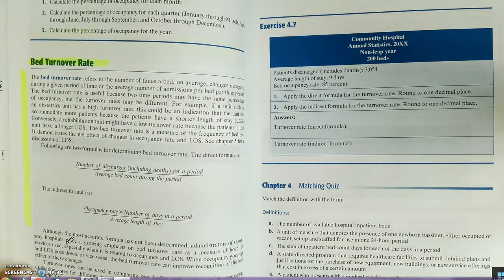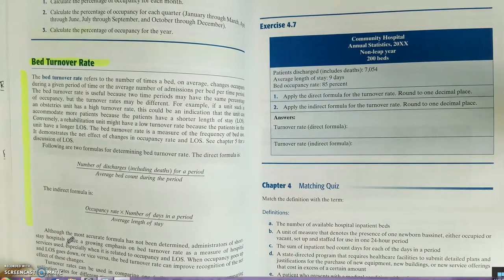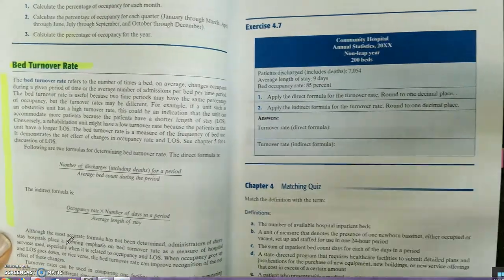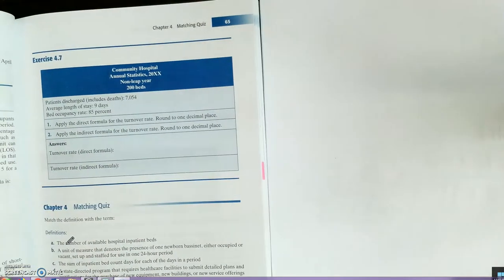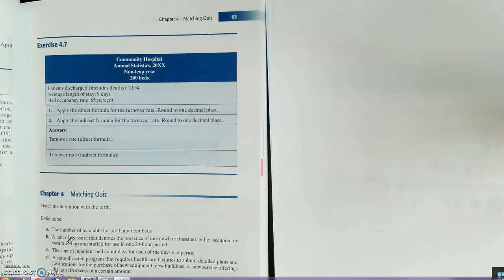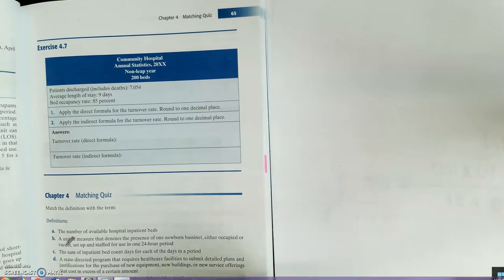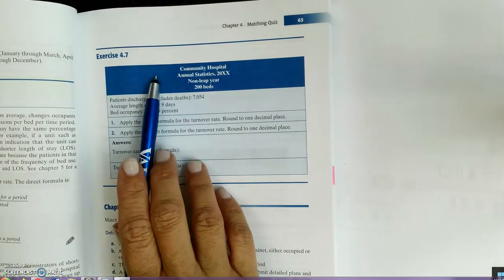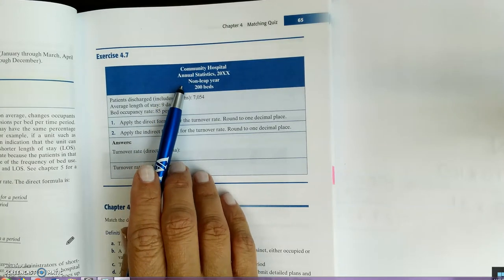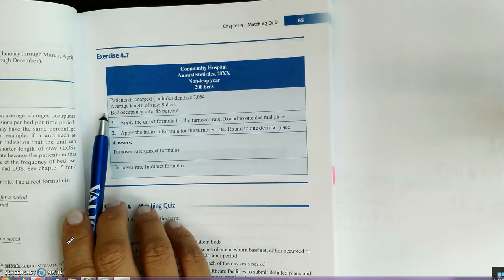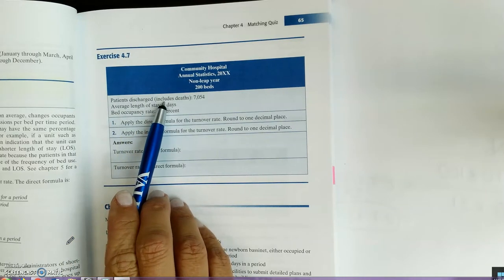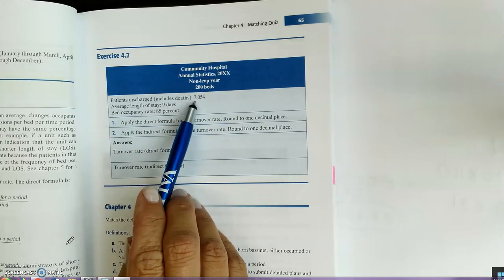and that just helps you get some practice with some calculation. So let's take a look at exercise 4.7, and I'm going to work both problems since it's two different rates. Okie dokie. So 4.7 has a table, Community Hospital Annual Statistics, non-leap year, 200 beds. And the next block says patients discharged, and this includes the deaths, which is nice for them to tell us so we don't go out looking for the deaths, 7,054.